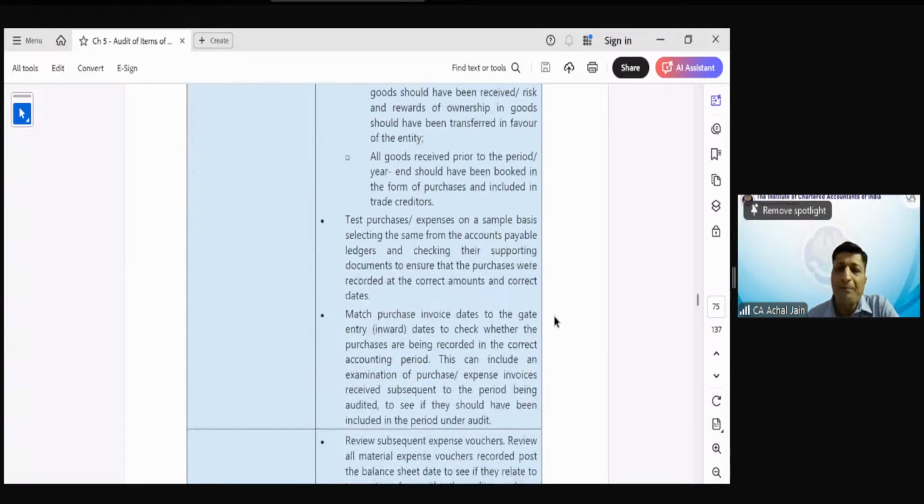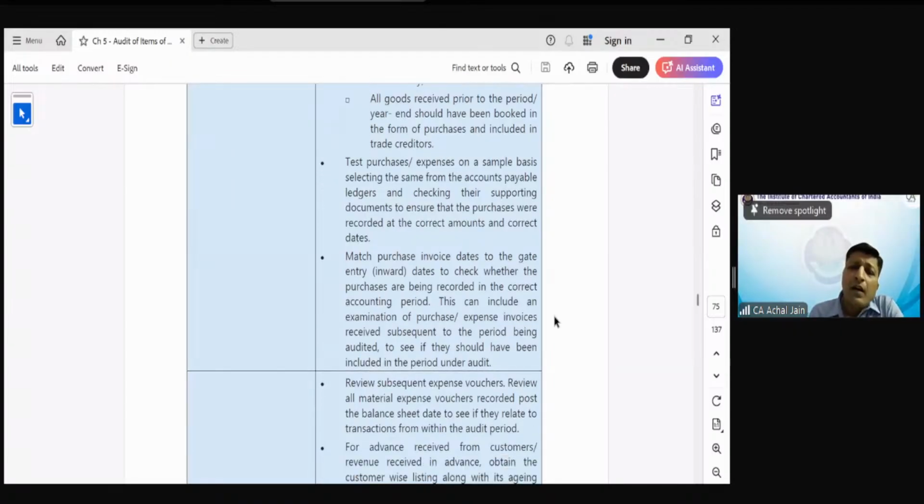Now, further, testing the purchase expenses on a sample basis we have discussed. Then of course, check the underlying documents along with the purchase invoices, meaning whether that is getting traced to the gate inward entries or not. The purchase invoice is there, but whether the goods were actually received physically or not. So how do you check that? You look at the stores entry, gate entry, wherein all of these records would have been maintained.